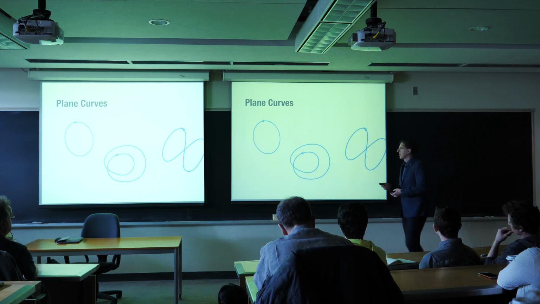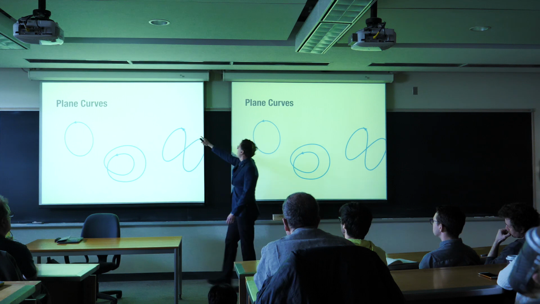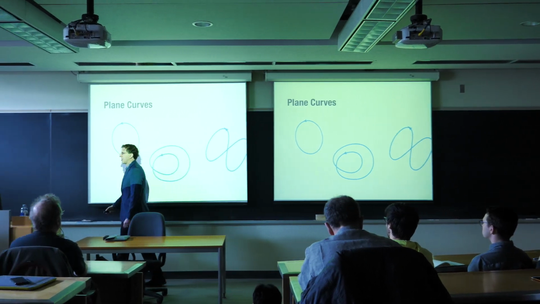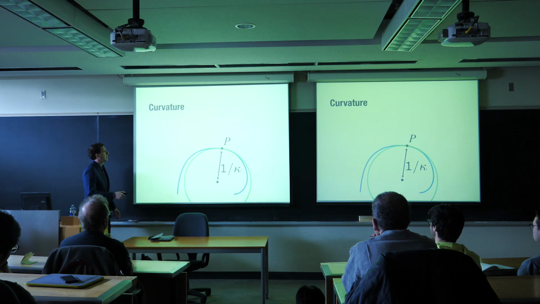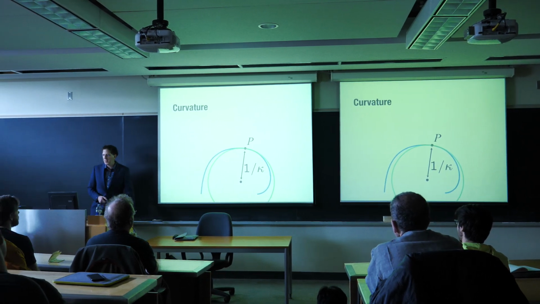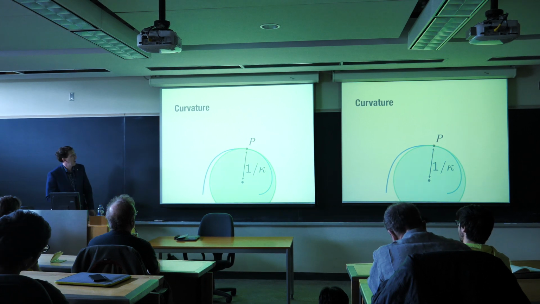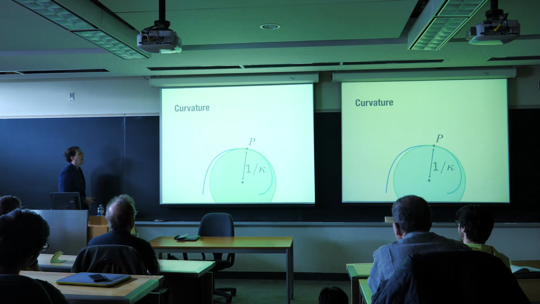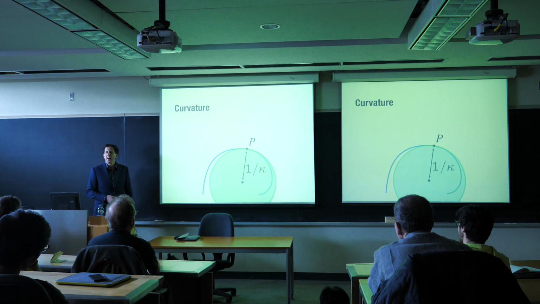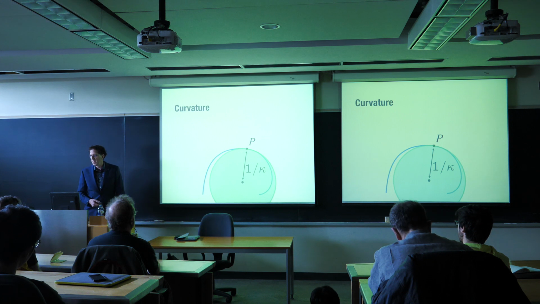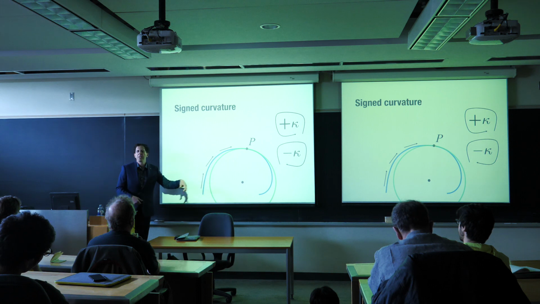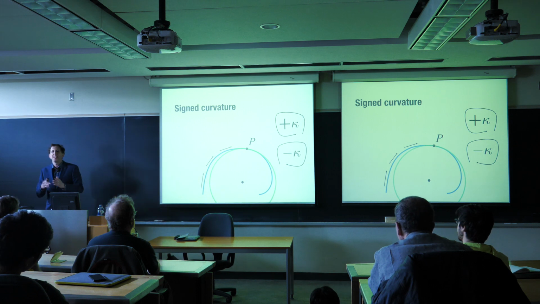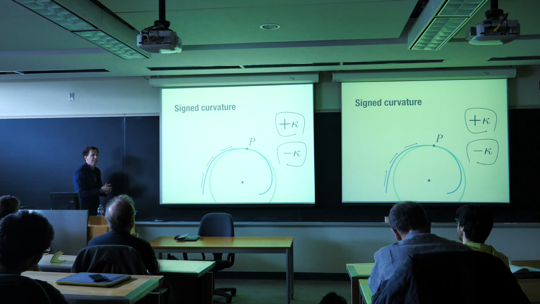So let's talk about curves on the plane, and let's also put an arrow on them so we have a sense of traversal, we have an orientation. Then one thing we can do is, for any point P on the curve, we can fit the kissing circle, the best fit circle, or the osculating circle at that point on the plane. And we can ask for its radius, and the inverse of the radius is going to give us the curvature. And in fact, if we have a sense of traversal for the curve, then we can say that the curvature is positive or negative, depending on whether the circle appears to our right or to our left as we traverse the curve.